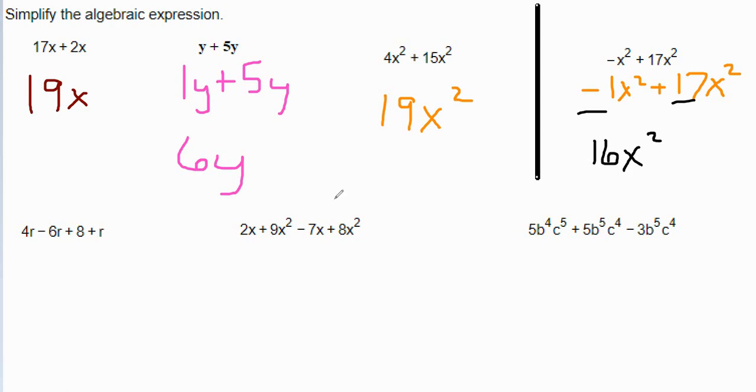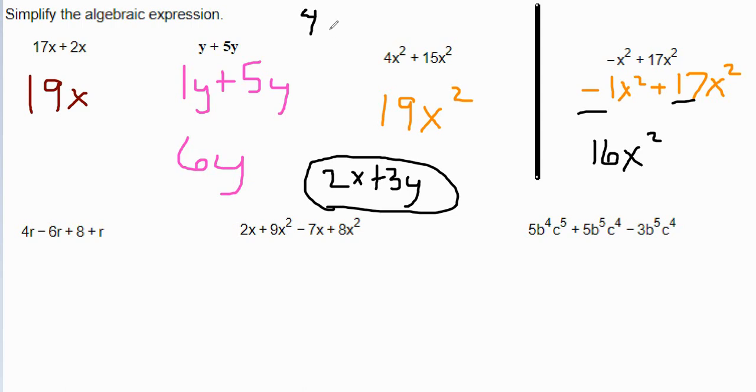So for example, we can't combine 2x plus 3y. We can't do anything with this. That's already done. Or if we had a 4x to the third plus 6x squared, we can't do anything with that because the exponents are both different.